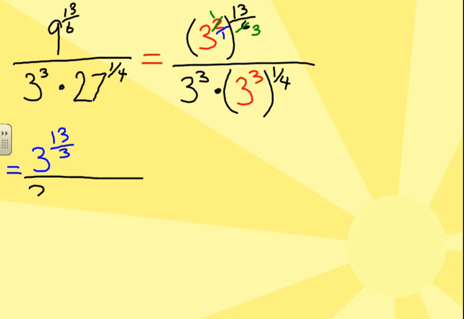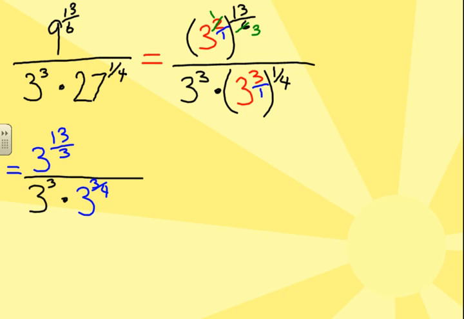Still haven't done anything with this 3 cubed yet, but I can do something with that. The next part, once again, treat this 3 as over 1. I can't simplify it anymore, so I do 3 times base 3, and then it's going to be to the power of 3 quarters. Remember, top times top, bottom times bottom.